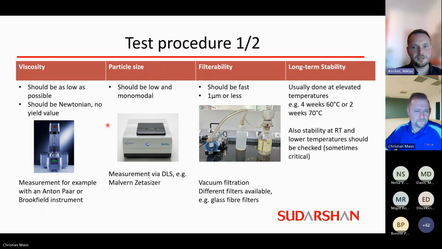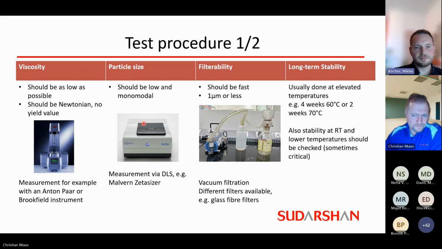I mean, at the end, there are, I would say, 3 main parameters in inkjet. That is viscosity, that is particle size, and that is stability. Of course, there are many more parameters, but this is the basis. Viscosity should be as low as possible. Viscosity can also be used to judge the quality of the pigment dispersion. Lower viscosity of the pigment dispersion means better stabilization. Viscosity should be Newtonian. There should be no yield value. And you can use, for example, a Brookfield or an Anton Paar to check that.